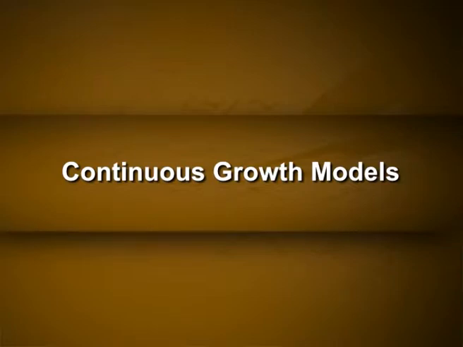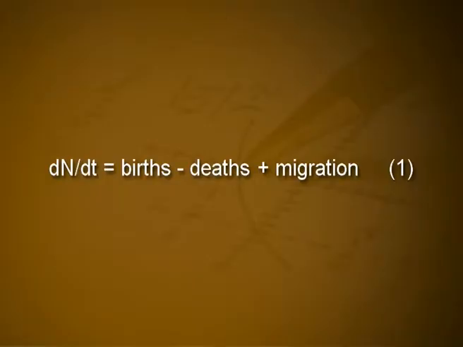Continuous growth models. Single species models are of relevance to laboratory studies in particular, but in the real world can reflect a telescoping of effects which influence the population dynamics. Let n(t) be the population of the species at time t. Then the rate of change dn/dt is equal to births minus deaths plus migration, a conservation equation for the population.